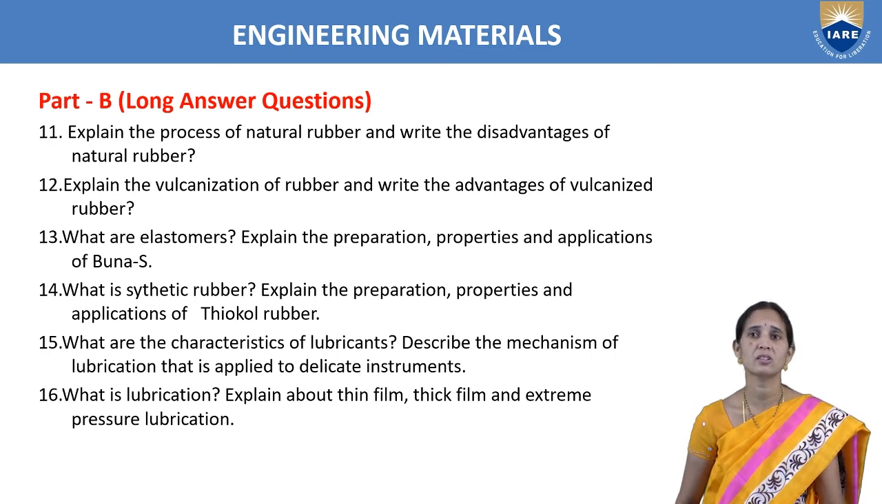There are two processes, crepe rubber and smoked rubber, and write the disadvantages of natural rubber. It is soft rubber, it is not resistant to chemicals and atmospheric conditions, it cannot bear the load, all that we have to write. So next, explain the vulcanization of rubber and write the advantages of vulcanized rubber.